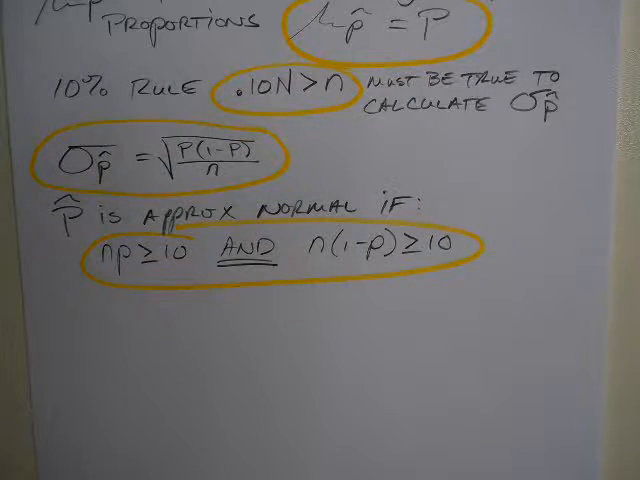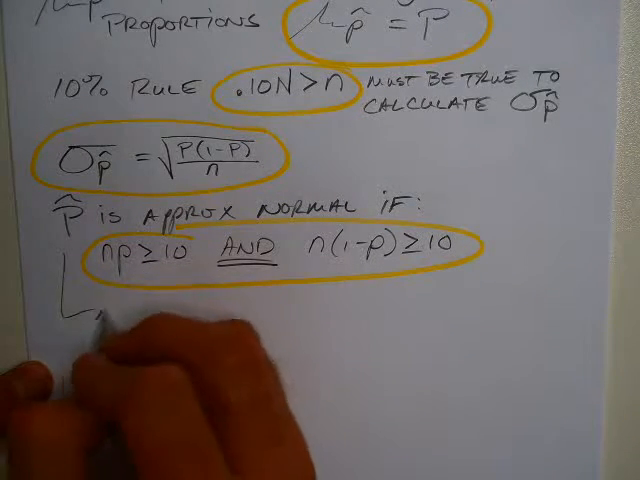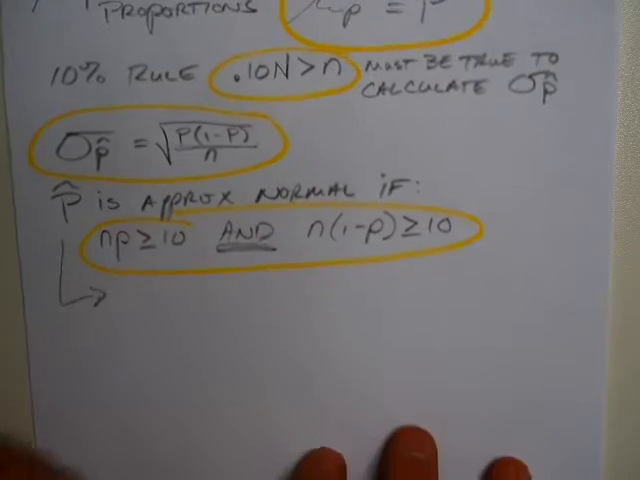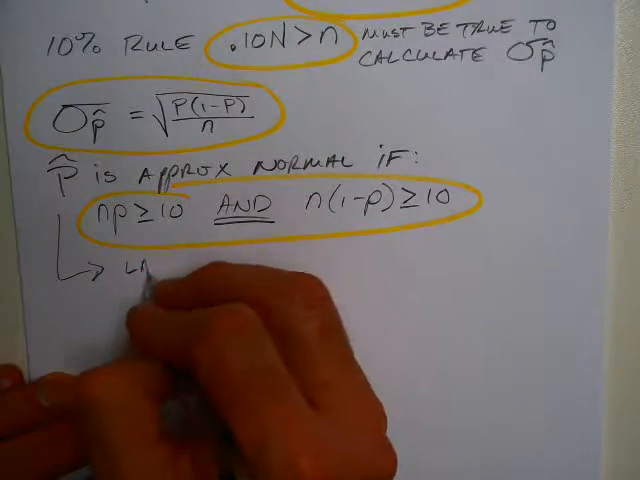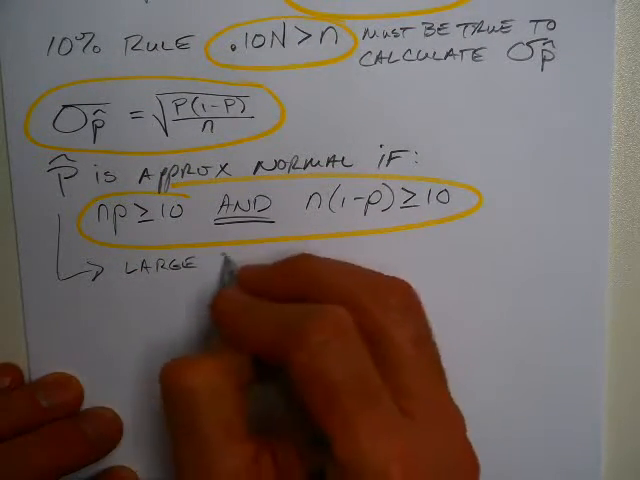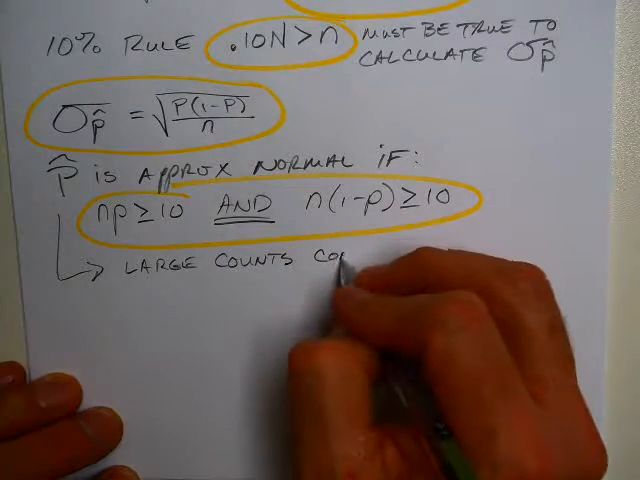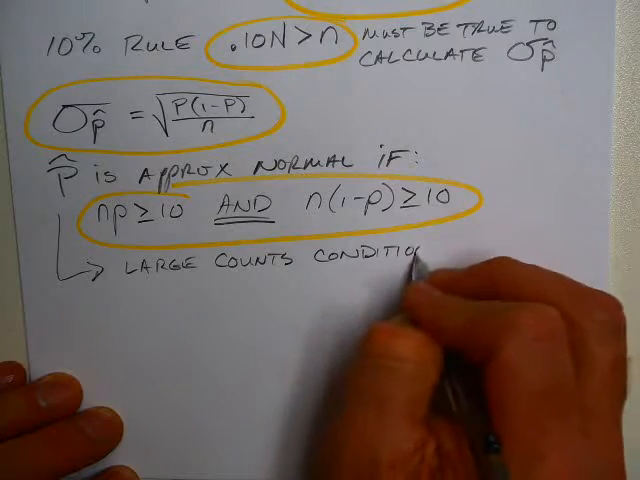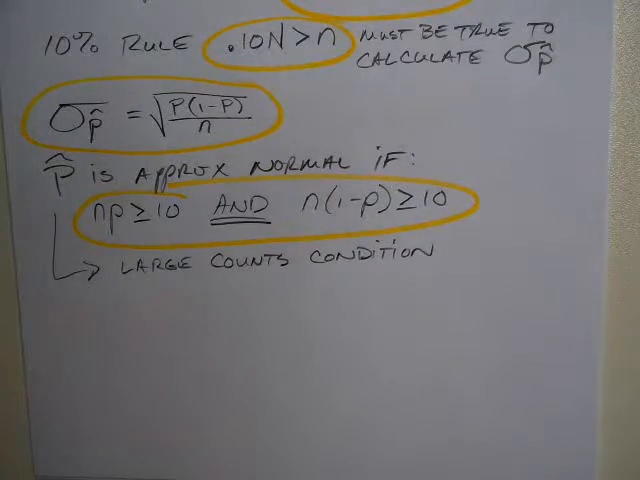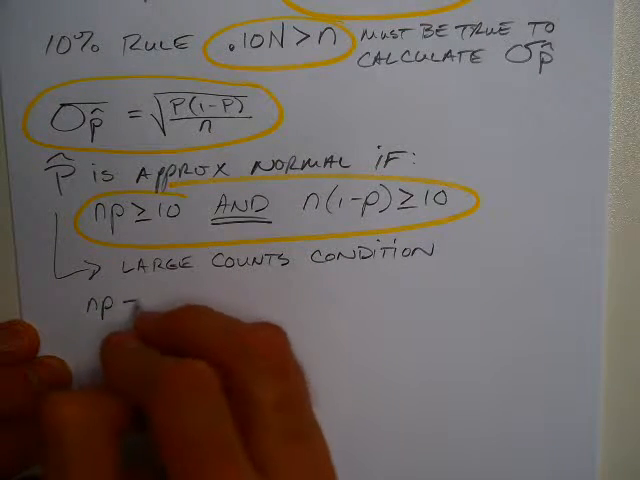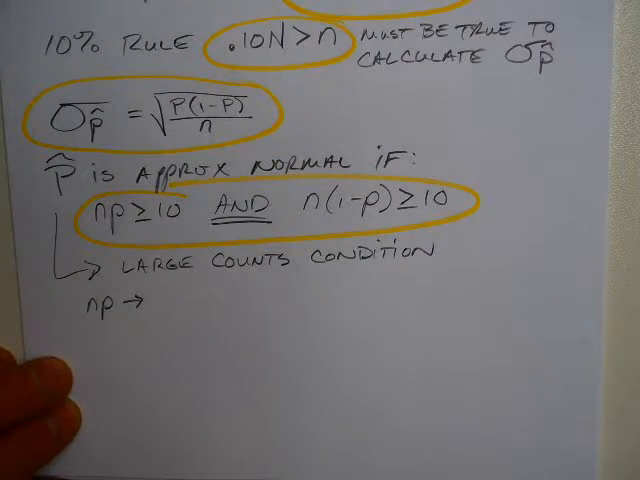So it's checking to make sure that our sample size is large enough for us to call it normal. This is the large counts condition. I don't care if you remember what it's called, as long as we know that this is how we check for normality. And just as some detail, NP, these are our expected successes.